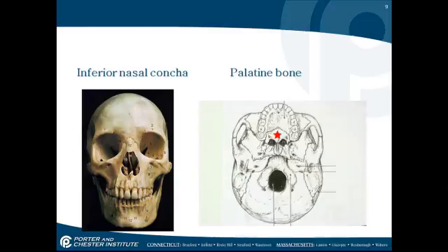The palatine bone is right here. So this is part of the area. The soft palate is back in this area.